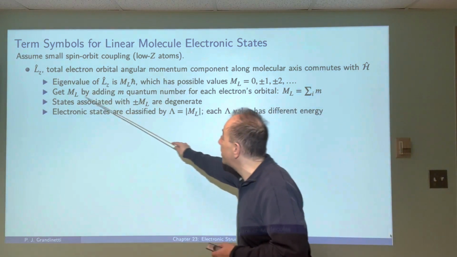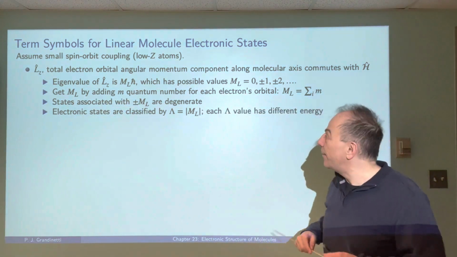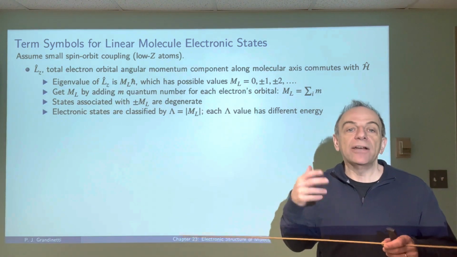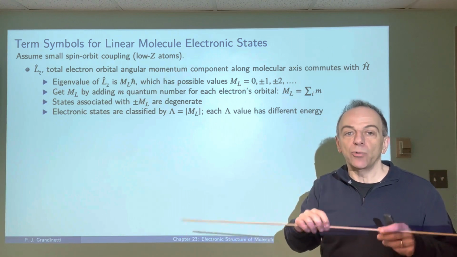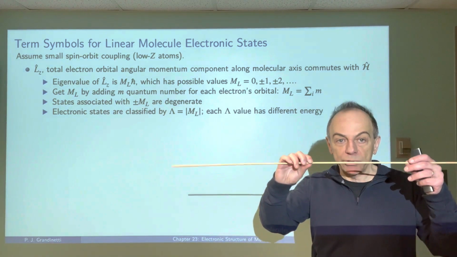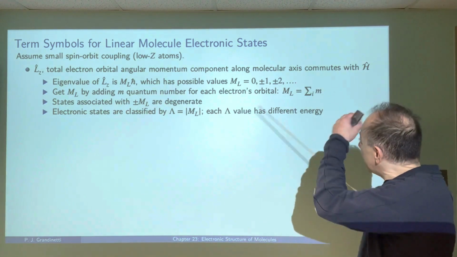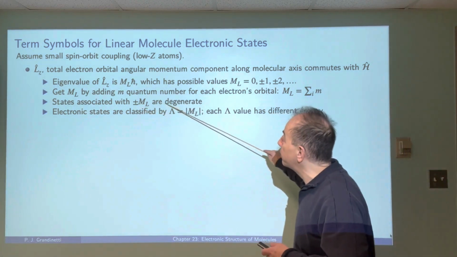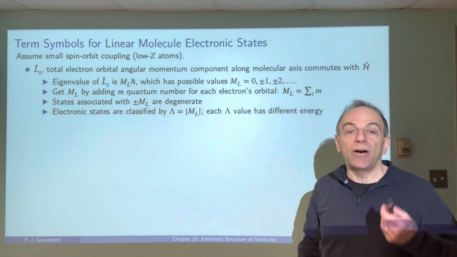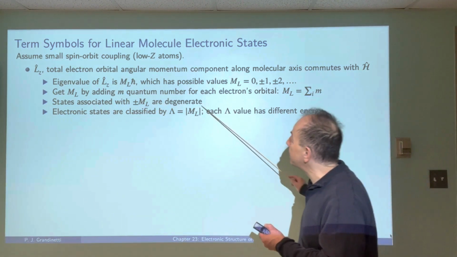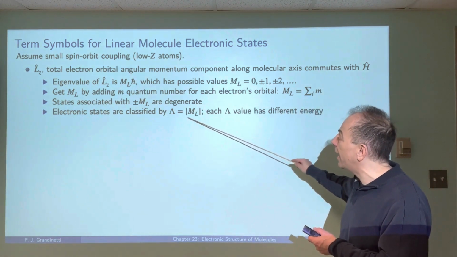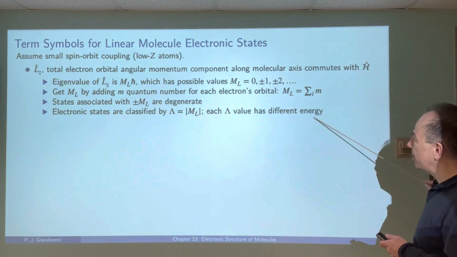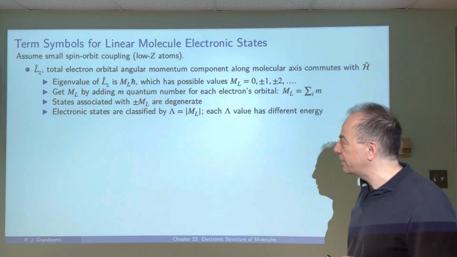Now we can get this M_L by adding up the quantum numbers associated with each of the electrons' orbitals. So remember when we talked about the molecular hydrogen cation's quantum numbers, one of those quantum numbers was this m quantum number, which was associated with symmetry about the bond axis. And if we take those m values and add them up, we'll get capital M_L. We also learned that the states with plus or minus M_L are degenerate in energy. So we're going to simply label our states by the absolute value of M, which we're going to use this symbol capital lambda for. And so states with different lambdas will have different energies.